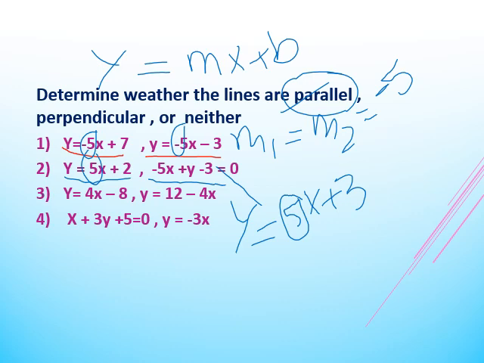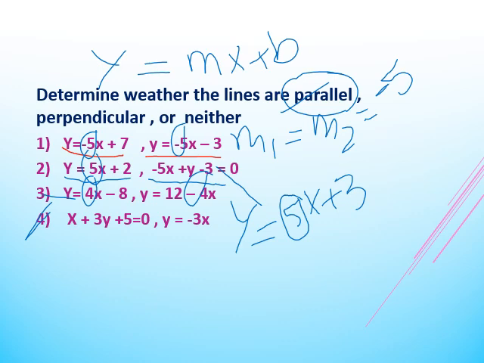Now let's move to number 3. We have 4x minus 8 and 12 minus 4x. The coefficient of x in the first, the slope, equals 4, and in the second one the slope equals negative 4, where they are not equal and not equal to negative 1 over m2, so the two lines are neither parallel nor perpendicular.